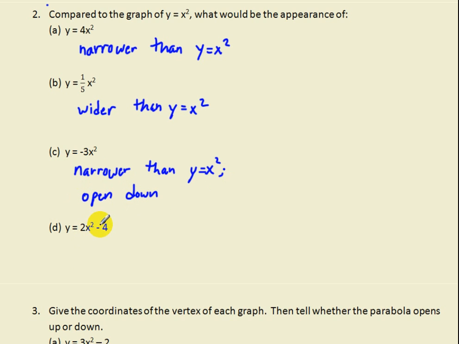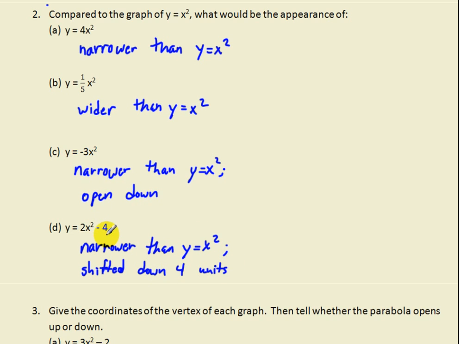And then y equals 2x squared minus 4, this is going to be narrower. The absolute value of a is greater than 1, so it's going to be narrower than y equals x squared. And it's going to open upward just like y equals x squared. That doesn't change, but the whole graph gets shifted down 4 units because of that value of c. So it's going to open up, it's going to be narrower, but then the whole thing slides down 4 units, because c is negative 4.